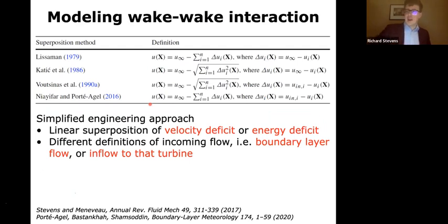When you have these wake deficits, the next question is how you model these wind turbine wakes together. There are different approaches followed for that. It's either a linear superposition of the velocity deficits or the energy deficits, indicated over here. And it matters what the incoming flow is to each wind turbine. You can either take the boundary layer inflow for each turbine, which is used in quite a few models, or you model the inflow to that turbine, so already taking into account what the velocity at that turbine will be, and calculate the velocity deficits compared to that turbine. This very much indicates that this is really an engineering approach that's used in conjunction with these wake models.